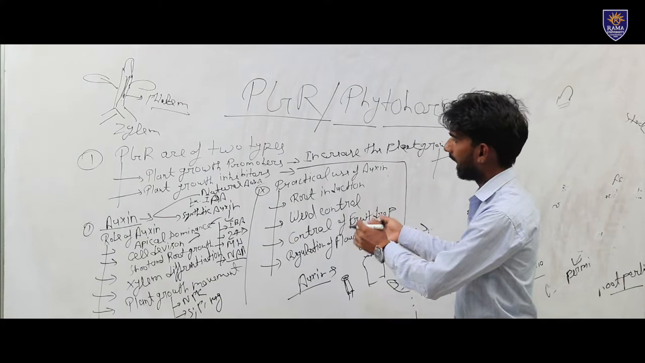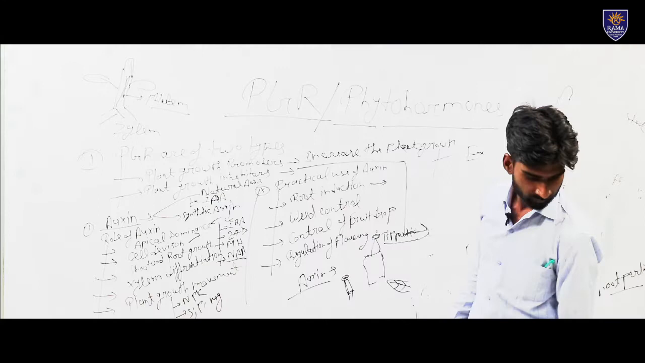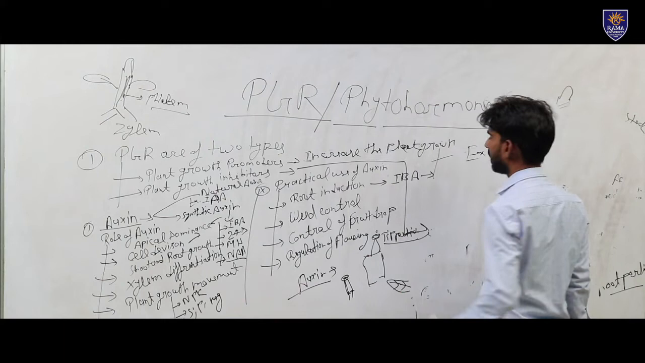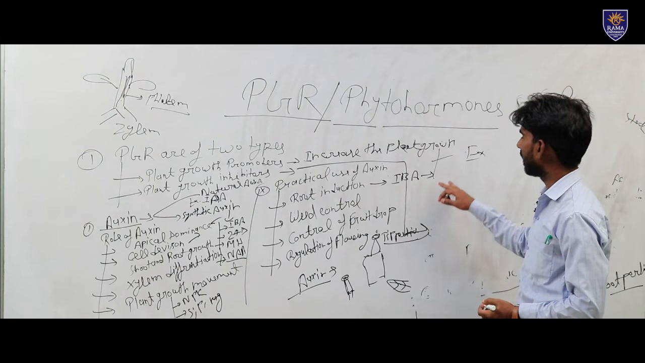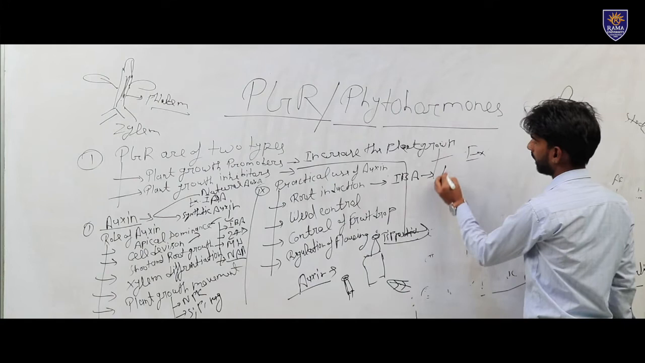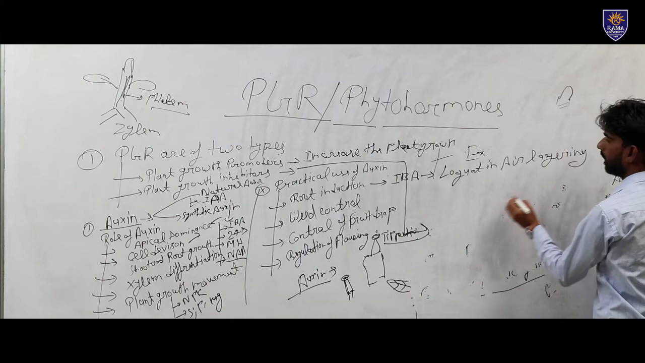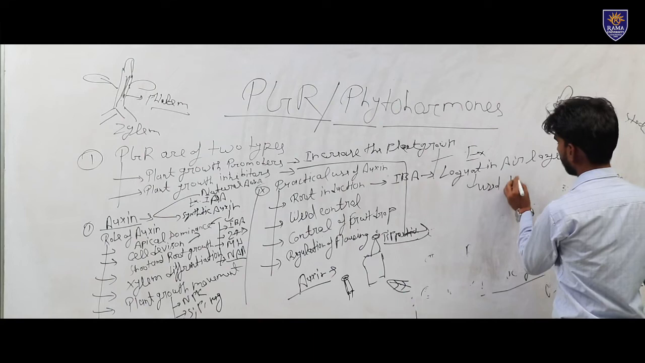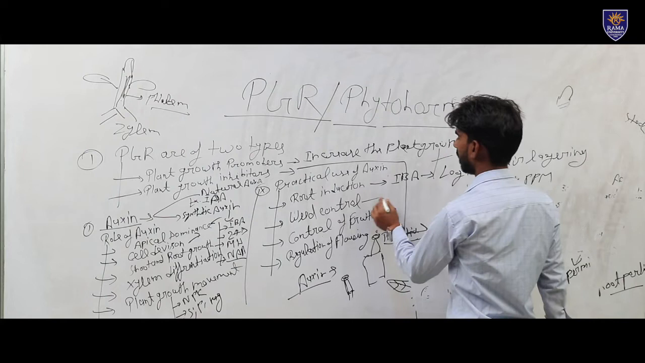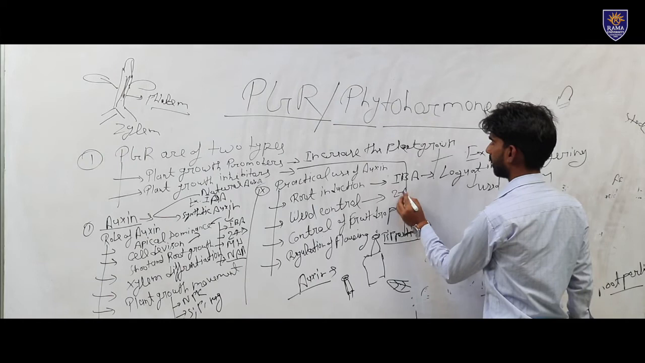PGR. Root induction. Root induction means IBA. IBA is used for rooting in cuttings, for example in air layering of litchi. Use 1% ppm. And for weed control, we use 2,4-D. 2,4-D is known as 2,4-dichlorophenoxyacetic acid.